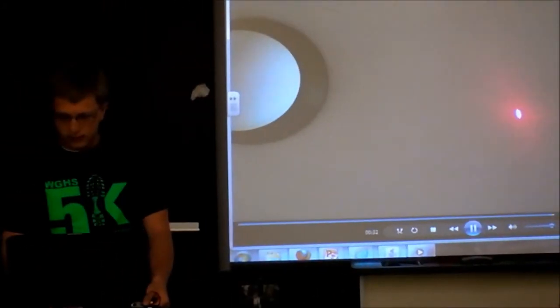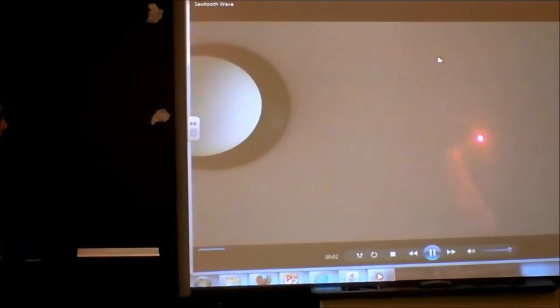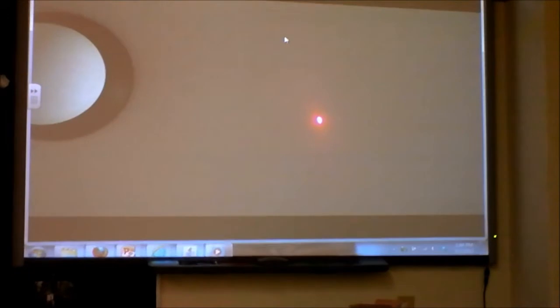Alright, and last but not least, let's do the sawtooth. That's the source of error.